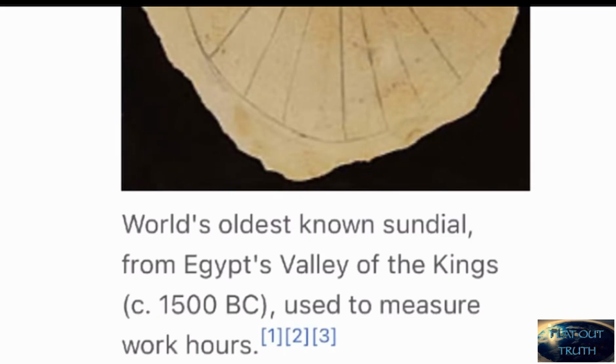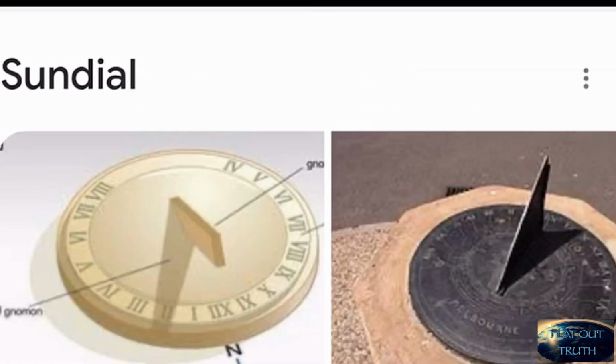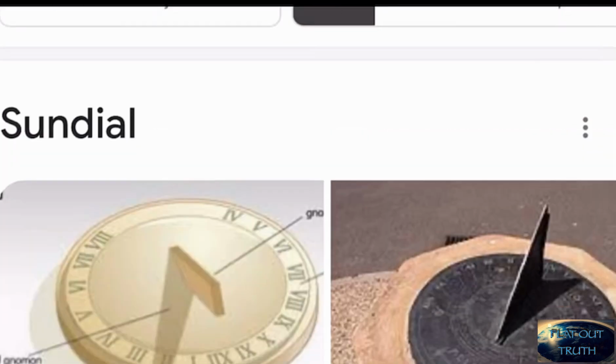Now, last but not least, I'm going to prove to you that the Earth is flat with the sundial, the world's oldest known sundial from Egypt's Valley of Kings, 1500 BC, used to measure work hours. The earliest household clocks known from the archaeological finds are the sundials, 1500 BC in ancient Egypt and ancient Babylonian astronomy. Now let me explain to you how the sundial works.